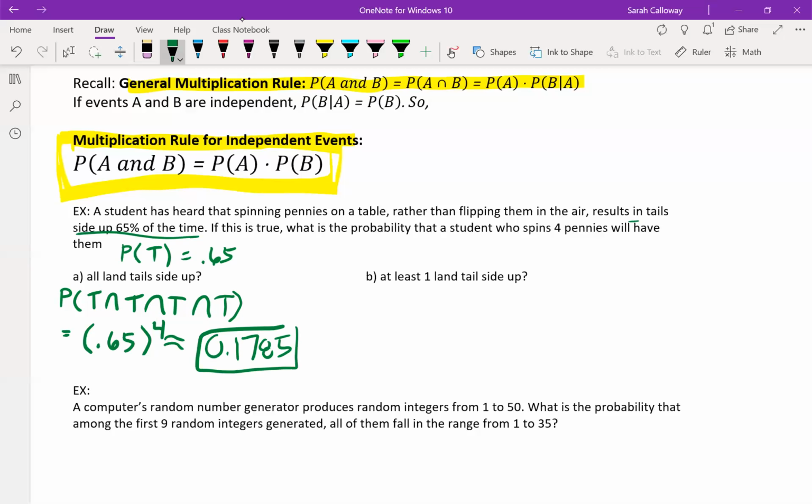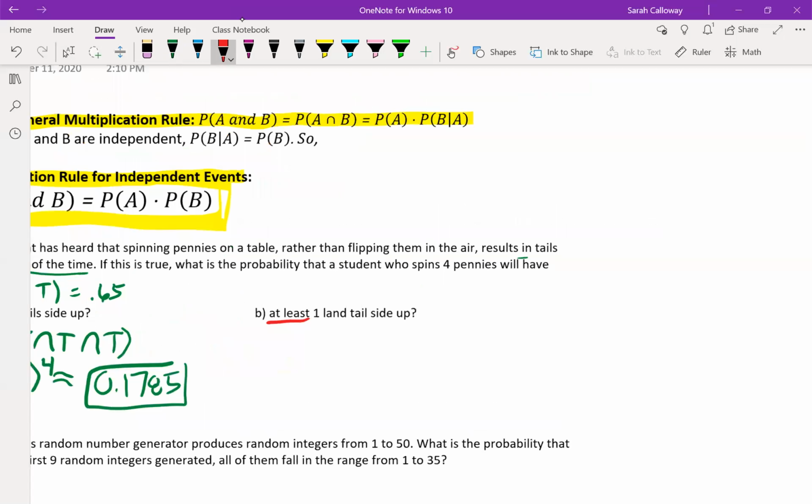The next one is more complicated. It's an at least probability. And so at least probabilities mean that I'm going to have to add a bunch of and probabilities together. If at least one lands tail side up, that would mean that maybe the first one's tails and the rest were heads, or the first one's heads, the second one's tails, and the rest land heads, or heads, heads, tails, heads, or heads, heads, heads, tails. So that's all the possibilities for one landing tail side up.